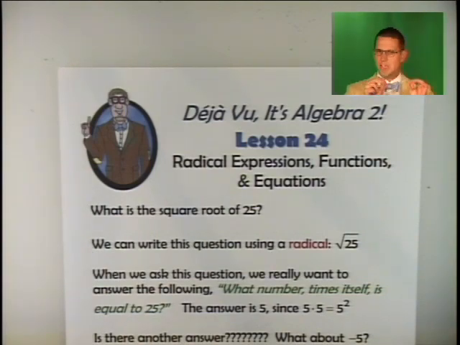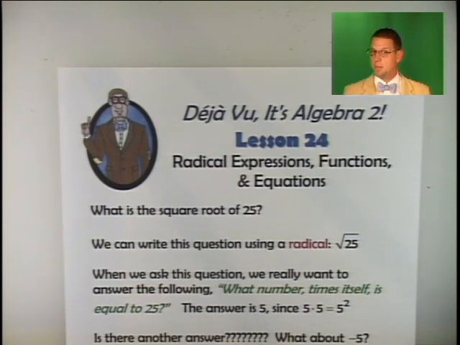Now, if you think about what the definition of a square root is, when we ask the square root of 25, we're asking what number, when you multiply it by itself, when you square it, gives you 25. The square root is the inverse operation of squaring. So definitely 5 times 5, or 5 squared, is 25. So it makes sense that the square root of 25 would be 5.